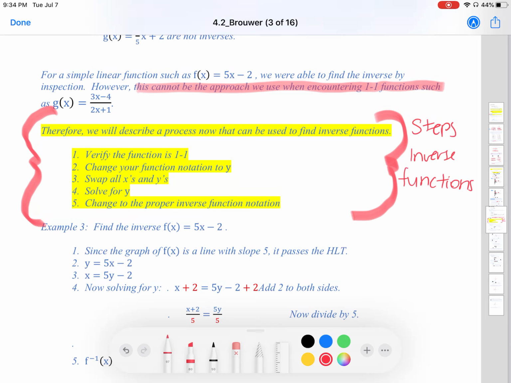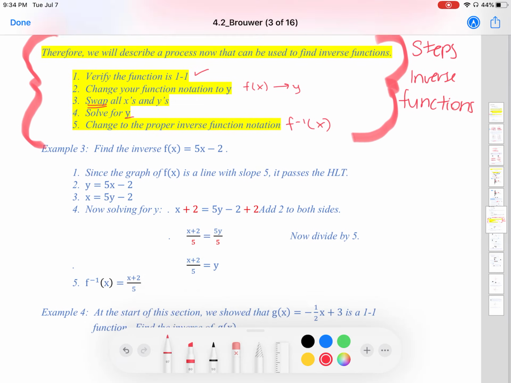All right, so first you have to verify that it's one-to-one. Step 2, change your function notation to y. So change your f of x to a y. Step 3, swap your x's and y's. Step 4, solve for y. Step 5, change to the proper inverse function notation, meaning write this instead of y. Replace your y with that inverse notation.